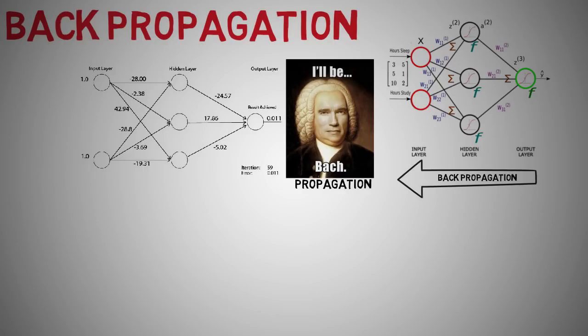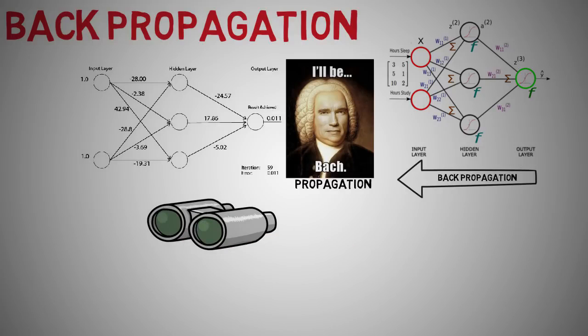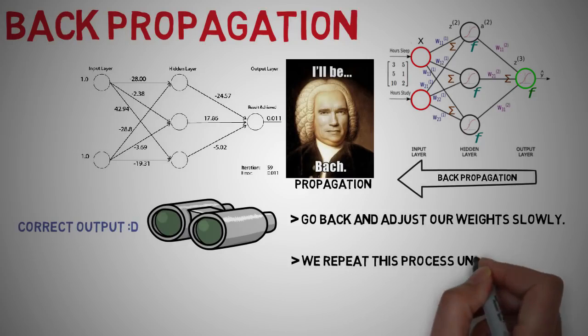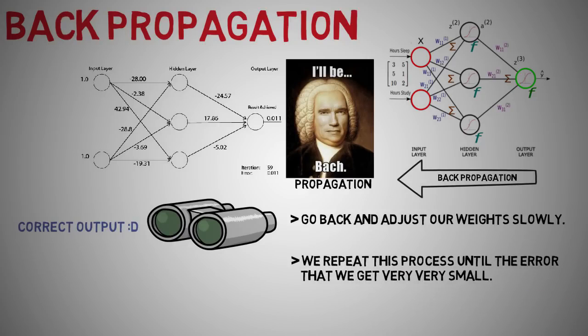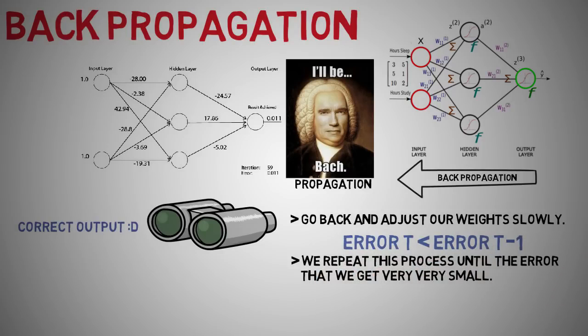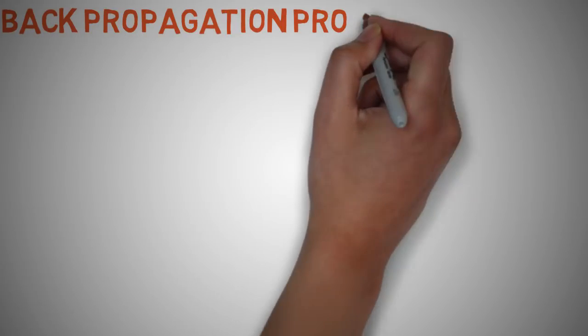We go back and adjust the weights slowly so that we get a smaller error in the next forward propagation iteration. We repeat this process for all the inputs and outputs in the training dataset until the error that we get is very small, which is sufficient for our application. Now, how do we perform backpropagation?